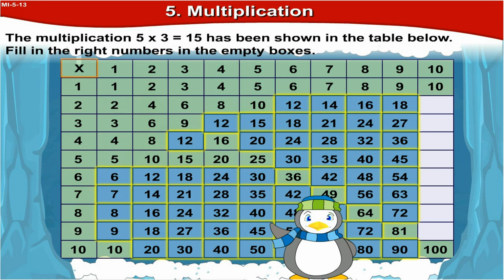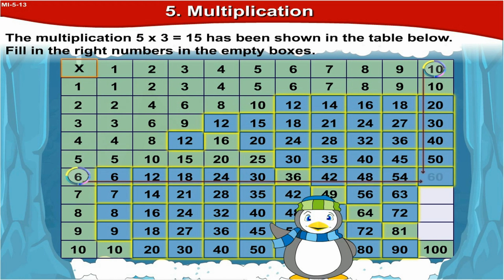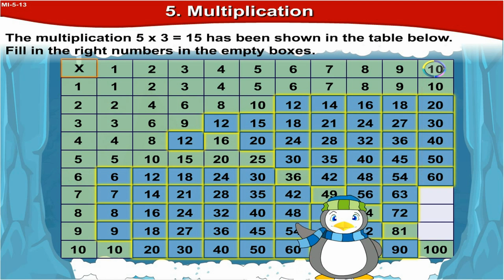Let us see the next column. We have number 10. 10 multiplied by 2 is 20. 10 multiplied by 3 is 30. 10 multiplied by 4 is 40. 10 multiplied by 5 is 50. 10 multiplied by 6 is 60.